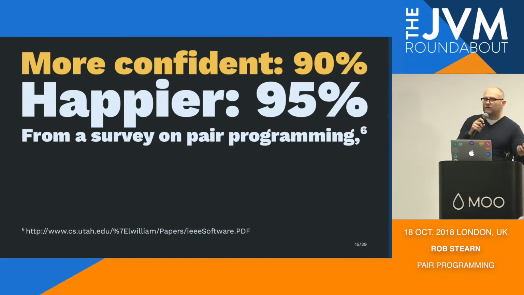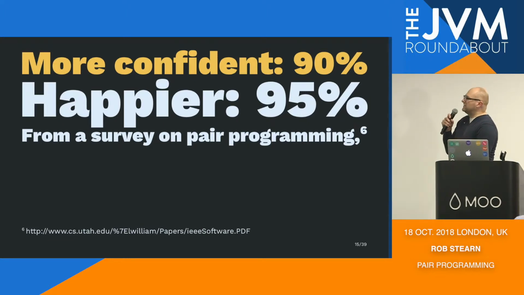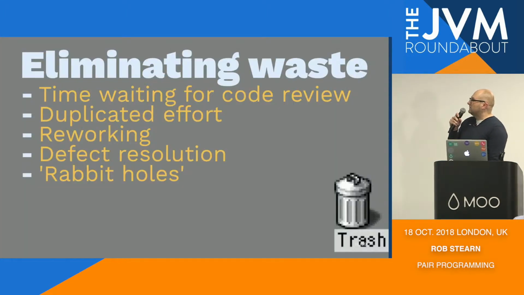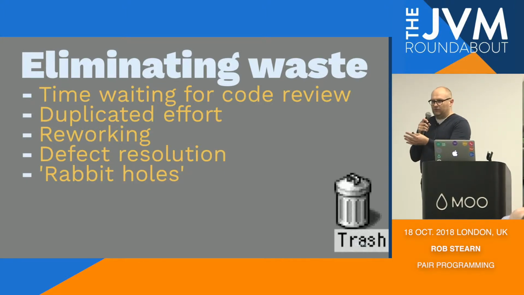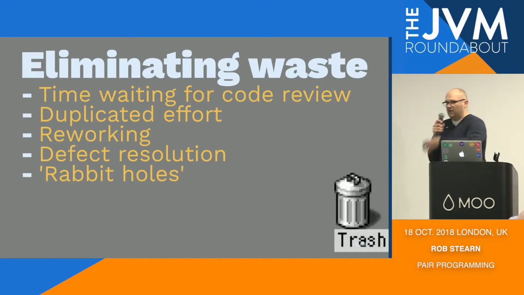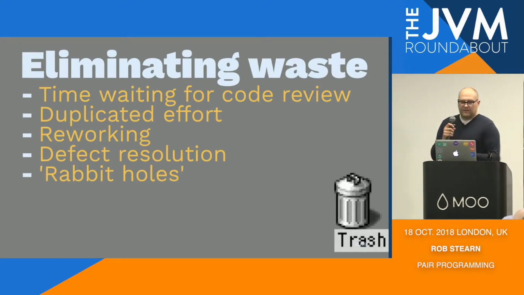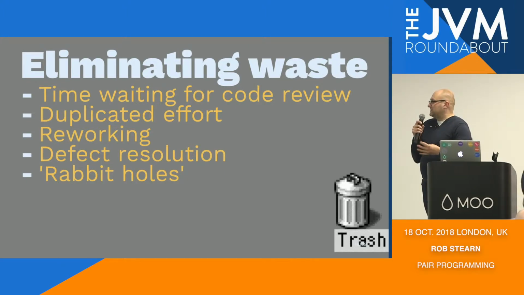And then from a process point of view, there's some lessons we can take from Lean. We want to eliminate wastage. There's all that time waiting for a code review. There's the duplicated effort around somebody doing it and somebody doing it again, and then you're reworking it and refactoring it. Defect resolution takes considerably less time, and you're not chasing down rabbit holes, right? Doing code that you don't need to do. Someone else is there to yoink you back out of that.